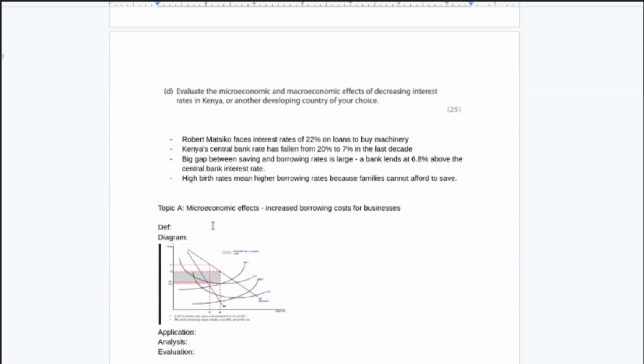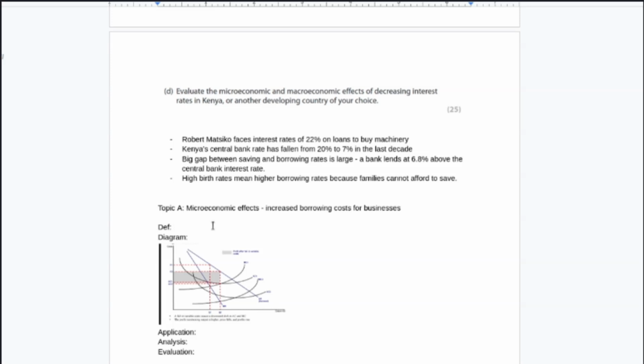Kenya's central bank rate has fallen from 20% to 7% in the last decade, so quite a significant decrease in central bank rates, and there's a big gap between the amount that banks are lending at and the central bank rate. They're charging a pretty big premium, lending at about 6.8% above the central bank interest rate. That suggests maybe they're nervous about risky business ventures in the Kenyan economy.